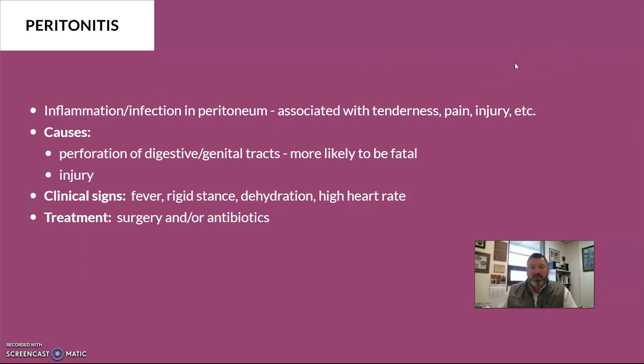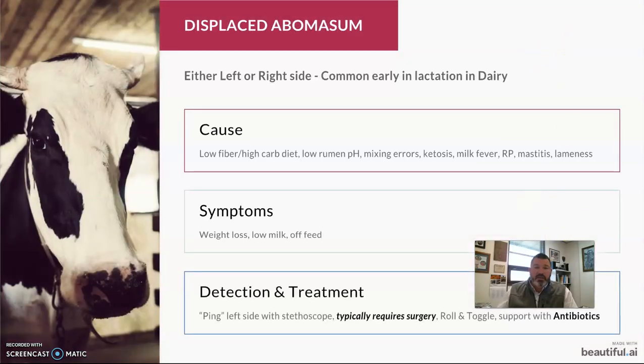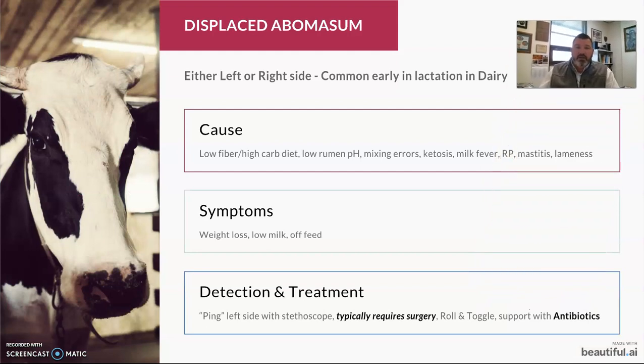We talked about this one in the swine unit, so we will skip on ahead from this one to keep time moving here. Displaced abomasum is one that you will find in dairy and beef cattle, but it's fairly common in dairy cattle. I think the industry number right now is about 5 to 8% of all dairy cattle will exhibit a DA at some point in their life in the United States.